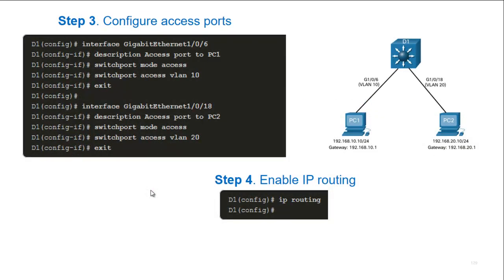Now we have to configure access ports. So here, GigabitEthernet 1/0/6 is the access port to PC1. We type switchport mode access, switchport access vlan 10. Do the same thing to the other interface, which is GigabitEthernet 1/0/18, which is the connection or the access port to PC2 in VLAN 20. And then we enable IP routing. Just type ip routing in global configuration mode.